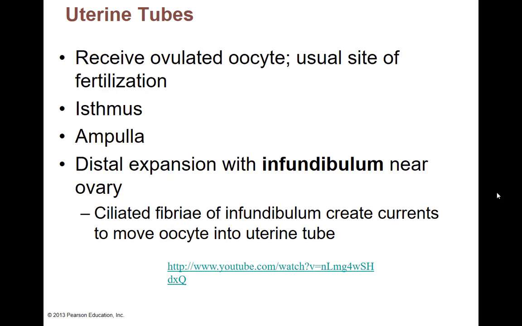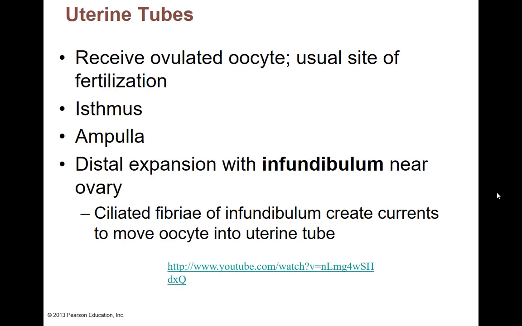Now, after we leave the ovary, the uterine tube or fallopian tube or oviduct or whatever you want to call it, its main job is to receive that ovulated oocyte, that ovulated egg. It is also the usual site of fertilization. People think that the egg is fertilized in the uterus. It's not. Those sperm have to go all the way through the uterus and all the way up into the fallopian tubes and find the egg in the fallopian tube and then fertilize it there. And that fertilized egg takes several days to travel down and then will implant in the uterus. But it's fertilized all the way up in that fallopian tube.